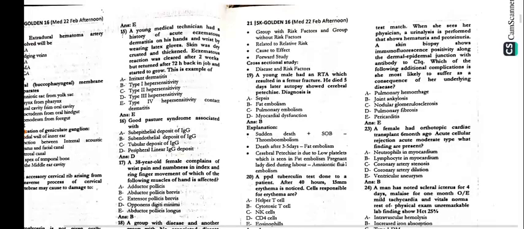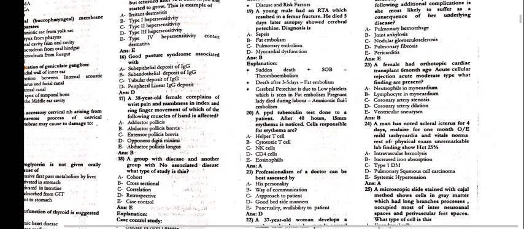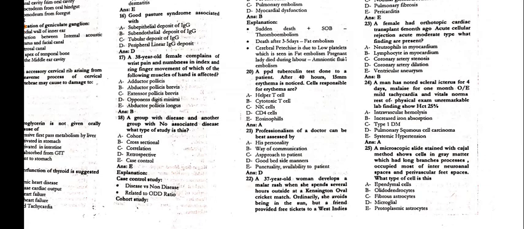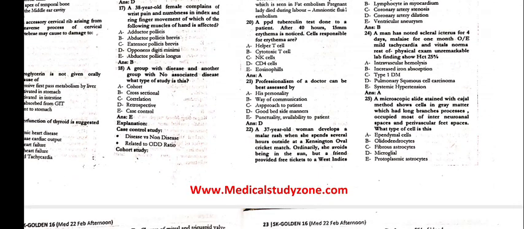Next, question number 19, a young male had an RTA which resulted in a femur fracture. He died 5 days later. Autopsy showed cerebral petechiae. Diagnosis, beta, fat embolism. Question number 20, a PPD tuberculin test was done on the patient after 48 hours. Induration is noticed. Cells responsible would be the helper T cells. Question number 21, the professionalism of a doctor can be best assessed by punctuality and availability to the patient.